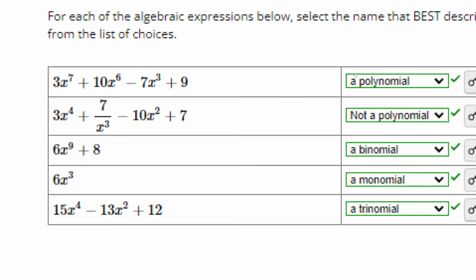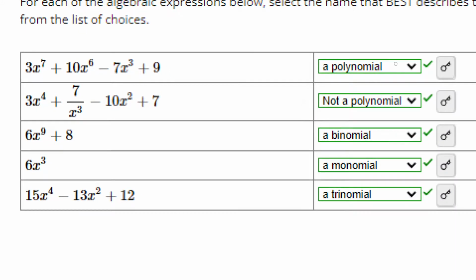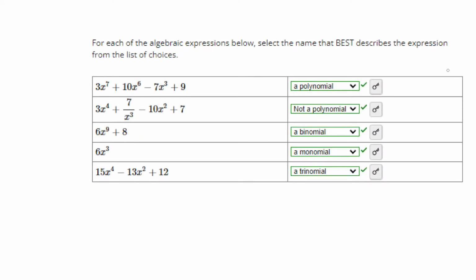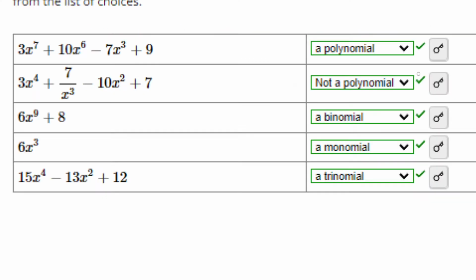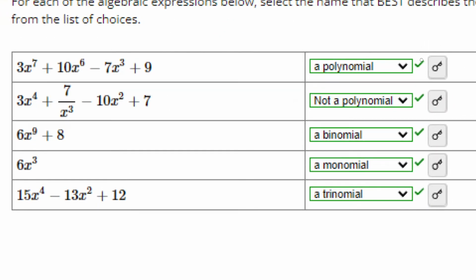Now this one's telling us to, for each of the algebraic expressions below, select the name that best describes the expression from the list of choices. It'll ask you, is it a polynomial, a binomial, a monomial, a trinomial, or none? Now this one has 4 terms. We know that anything that has 4 terms or above is a polynomial. This one has an x in the denominator, so we actually are not allowed to call that a polynomial.